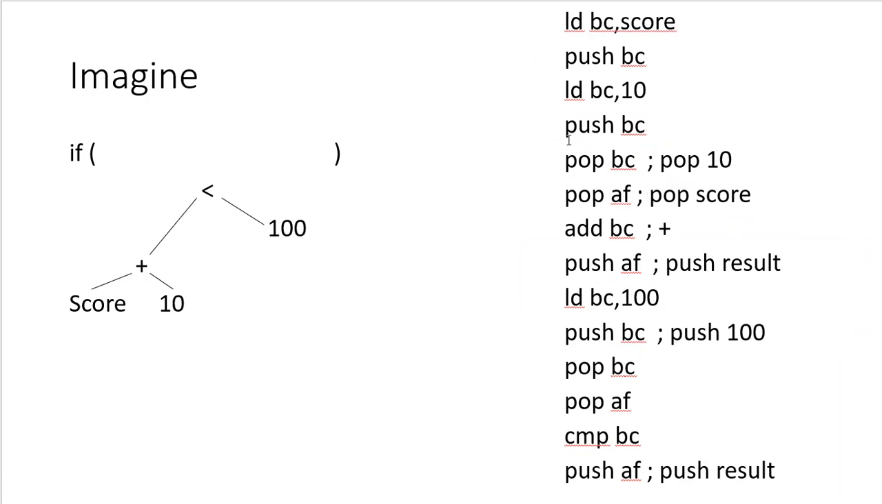So here's kind of like what that would look like as assembly. So you can see load BC with score, push BC, load BC 10, push BC, pop BC. So this push and pop, they undo each other, right? So we don't need those. We can just get rid of both those lines. Same thing here with this push BC, pop BC, right? Because we just don't need them. Those operations are useless and they undo each other.